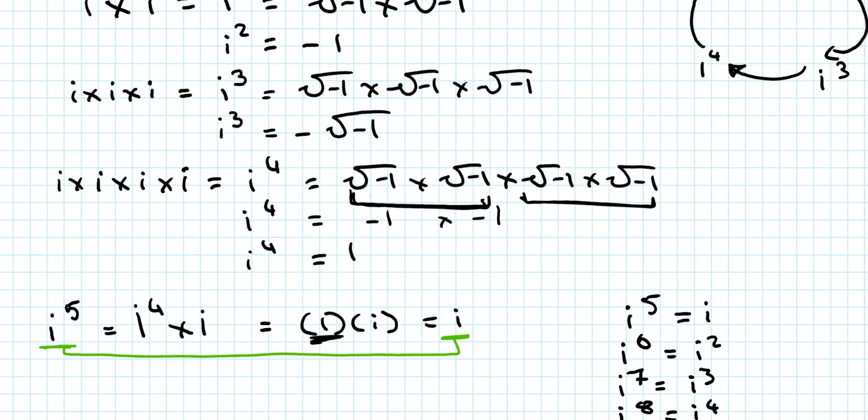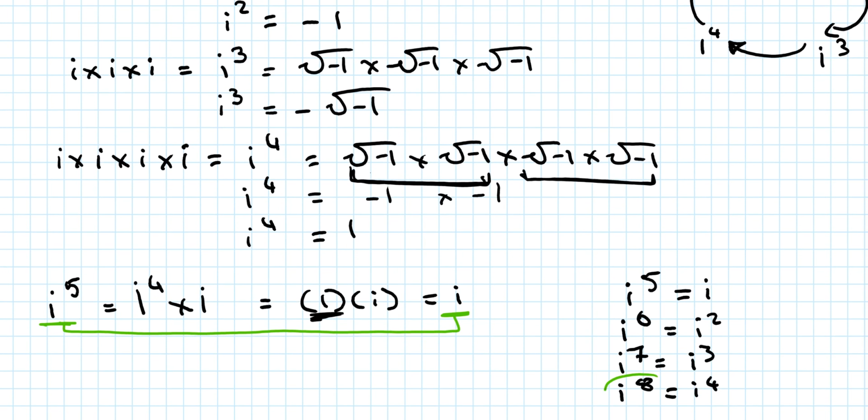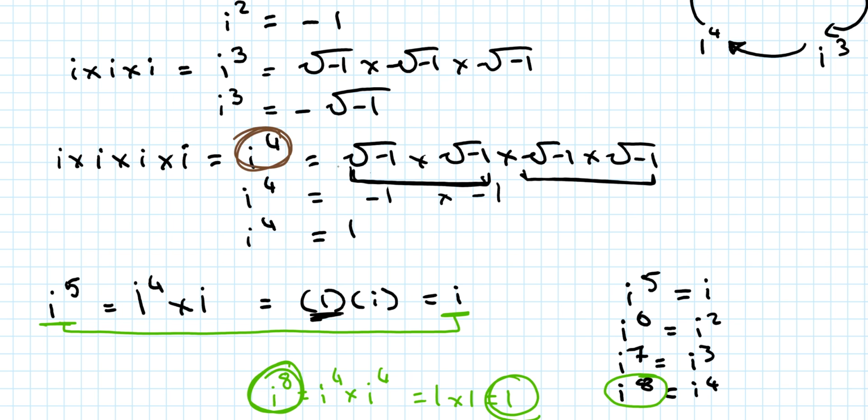Similarly, i to the power of 6 is going to be the same as i squared. i to the power of 7 is equal to i cubed. i to the power of 8, well, what's this? Let's break this down. i to the power of 8 is equal to i to the power of 4 multiplied by i to the power of 4. What's i to the power of 4? It's 1 times 1. So i to the power of 8 is equal to 1, which is the same as i to the power of 4 equaling 1.